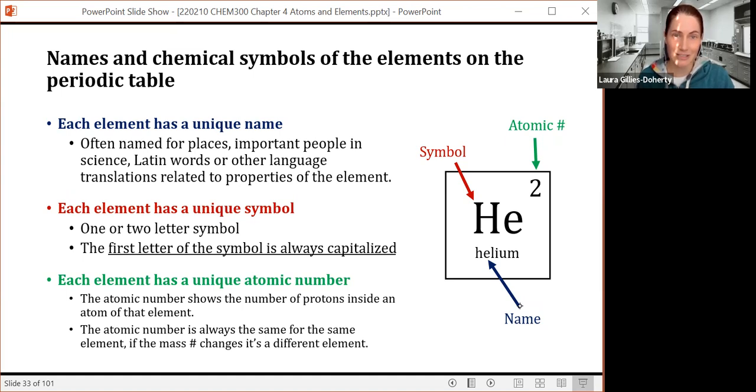Each element has a unique symbol. It's going to be a 1 or a 2-letter symbol, and the first letter of the symbol is always capitalized. Each element also has a unique atomic number. Remember, atomic number is the number of protons. So each element has its own unique number of protons. If that number changes, you're dealing with a different element. So atomic number, number of protons.